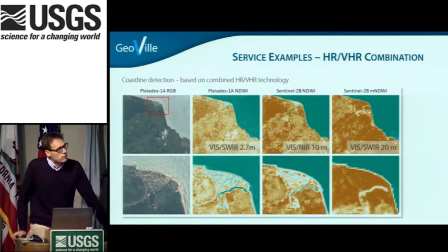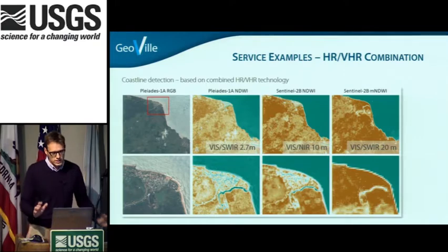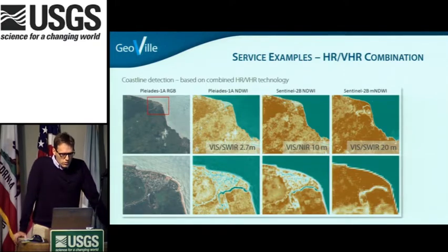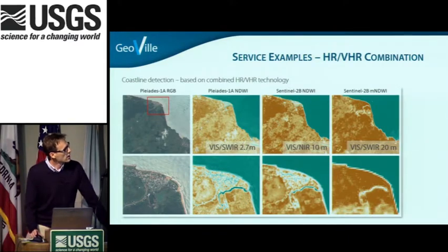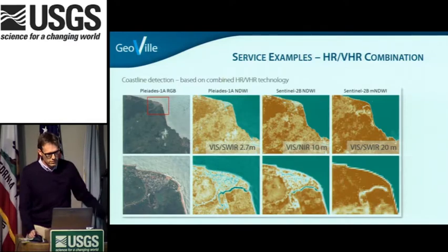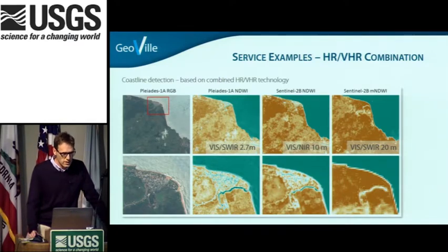Another example is coastline detection, where we combine HR and VHR imagery. Here in the left column, you see a tiny stretch of the coast of Sao Tome, which is a small island west of Africa. That's the RGB image shown in the left column, and then we also have a little more detail at the bottom, shown for the red rectangle.